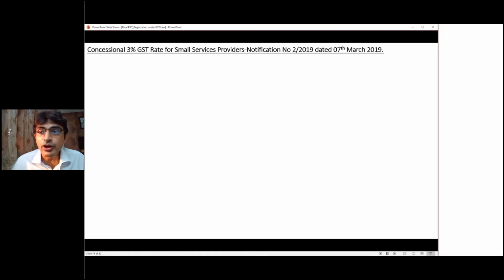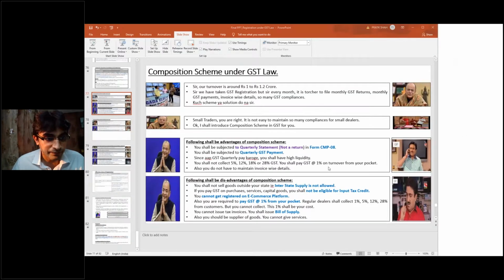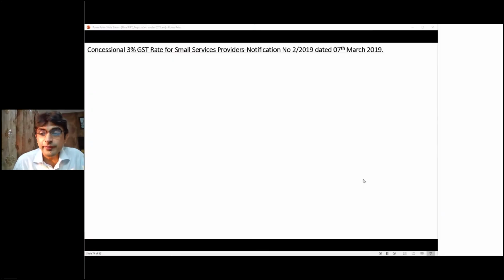Concessional 3% GST rate for small services provider. Someone has asked me a question: if you are registered under composition scheme, can you shift to regular scheme? Anytime you can shift to regular scheme. No restriction at all. Okay, what you are asking is this section.